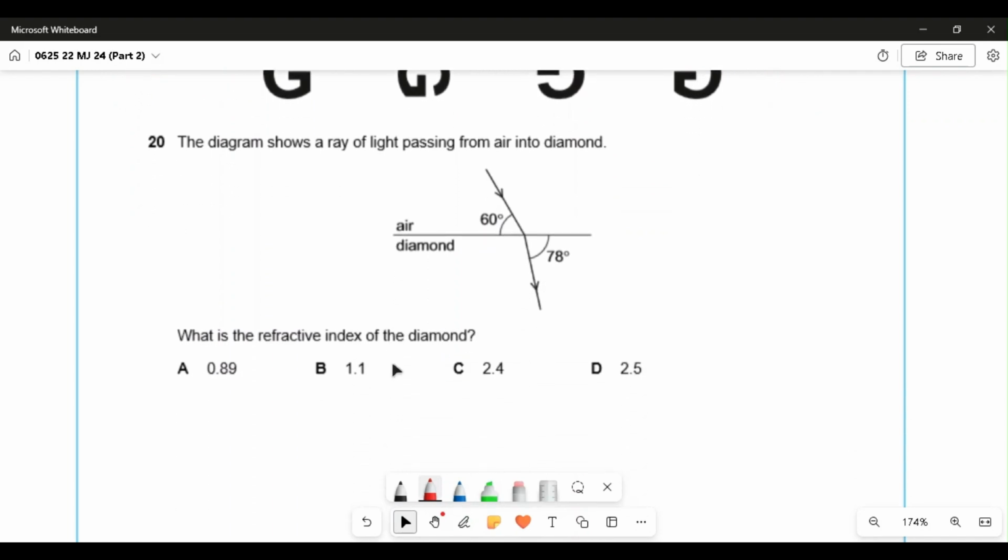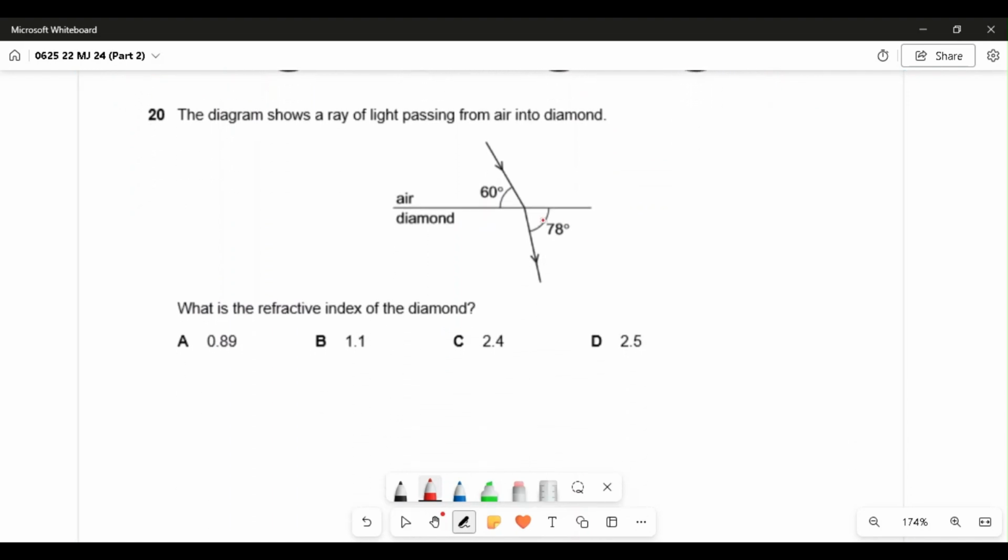The diagram shows a ray of light passing from the air into the diamond. This is air, this is diamond, and this is the boundary. What is the refractive index of the diamond? Refractive index is the ratio of the sine of the incident angle to the sine of the refracted angle. So if I draw the normal, I can see this one is the incident angle, that is 90 minus 60 is 30 degrees, and 90 minus 78 is 12 degrees.